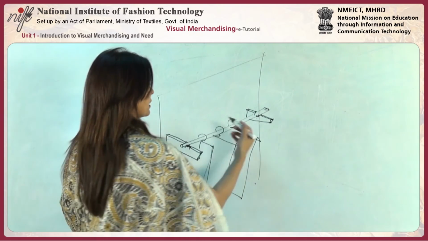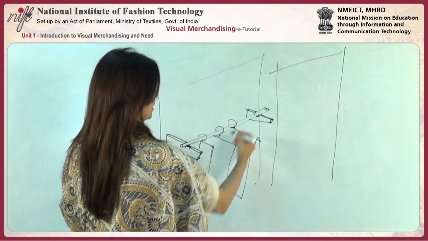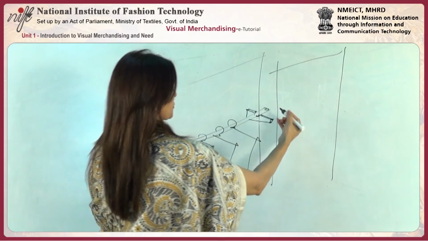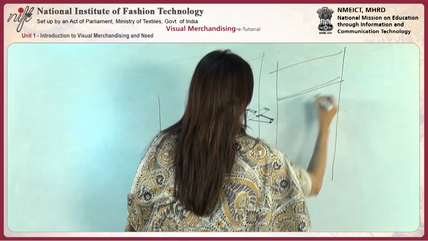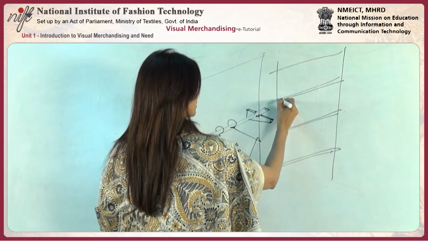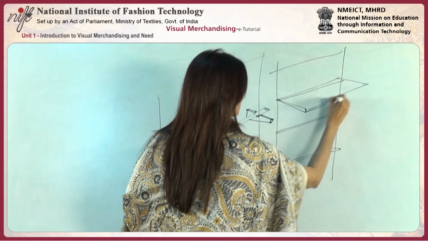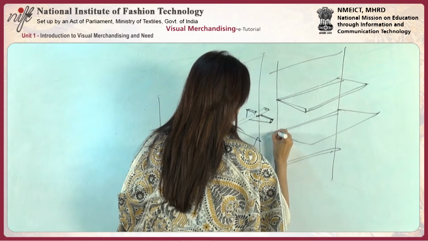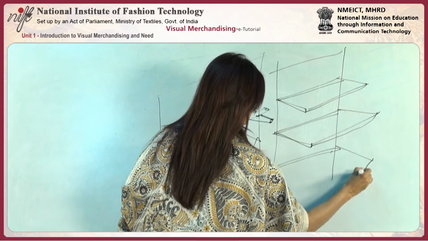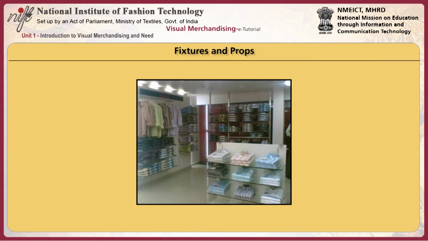The other type is a slat wall. That's again a wall. The difference between the two, here you have a rod on which it is placed. Here you have slats that are already existing on the wall, on which you will have brackets or sometimes directly shelves which are placed on which the merchandise can be displayed. These are fixtures and props at Peter England's store, which you see in the image.